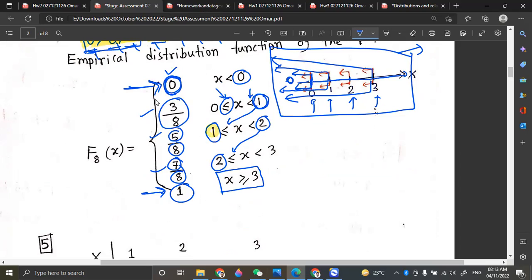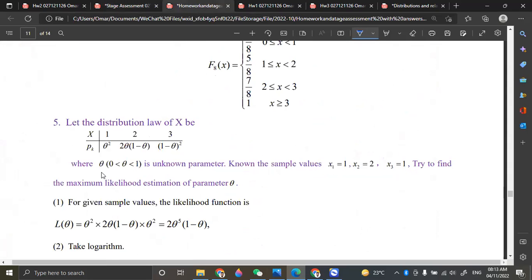And now let's see number 5. Let the distribution law of x be here, and the value of theta is from 0 to 1, an unknown parameter. The sample values are here: x1 equal to 1, x2 equal to 2, and x3 equal to 1. Okay, we have some sample values and we have a distribution law. Try to find the maximum likelihood. So here is maximum likelihood.